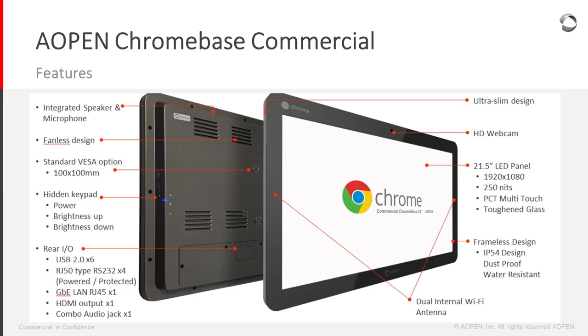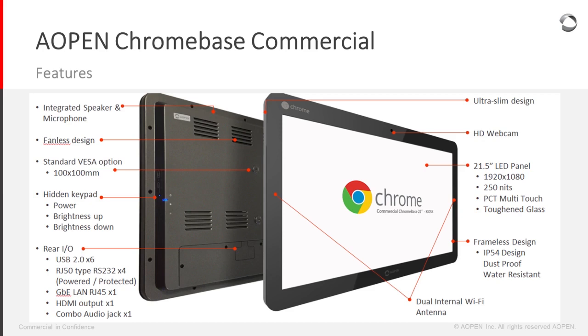People can't hit the power button. The power button is actually only accessible by a paper clip or a very thin piece of metal, and so they're perfectly fine being out in the open in a public environment without an additional kiosk enclosure. So currently the 22-inch Chromebase has a retail of $699.